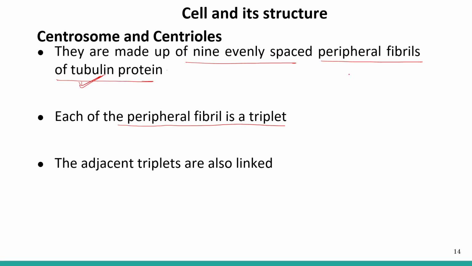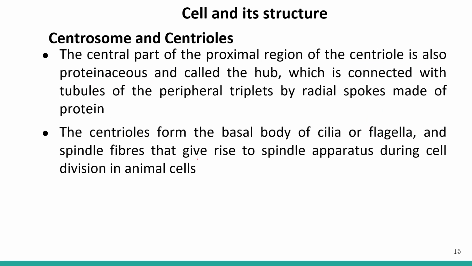Now, in the case of cilia and flagella axoneme structure, we have seen that they were doublets, but here they are triplets. They are the triplet structures like this. And these triplets are again interconnected to each other. So each of the peripheral fibers is a triplet. The adjacent triplets are also linked.